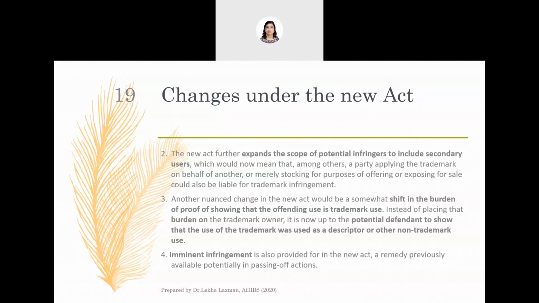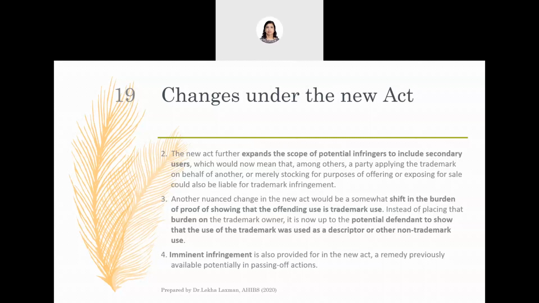An action for imminent infringement is also allowed under the new act. Now, what is an imminent infringement? That means that there is a possibility this person is going to infringe your trademark. Anytime it can happen. Previously, this was only allowed under a common law legal action called passing off.